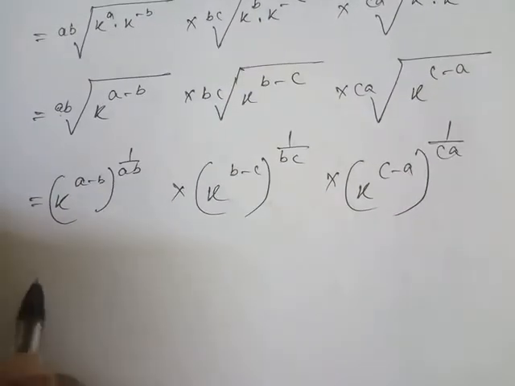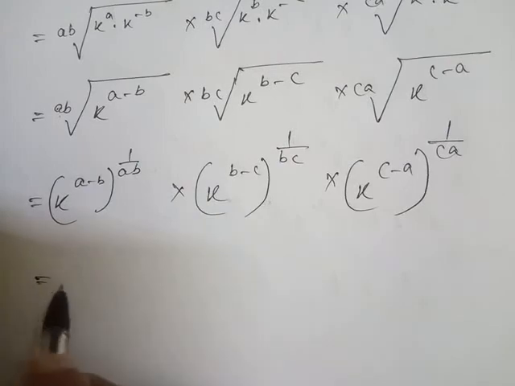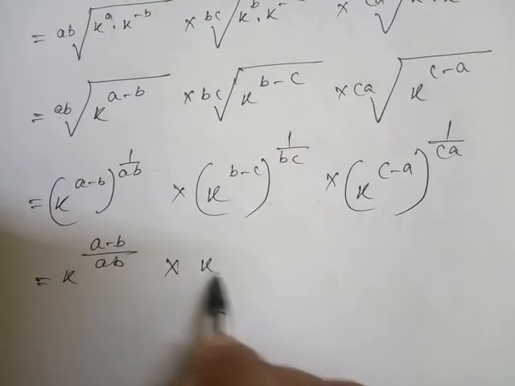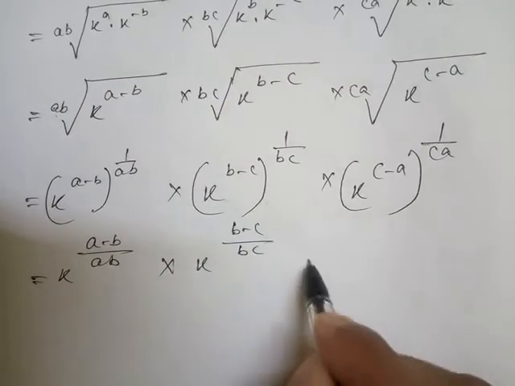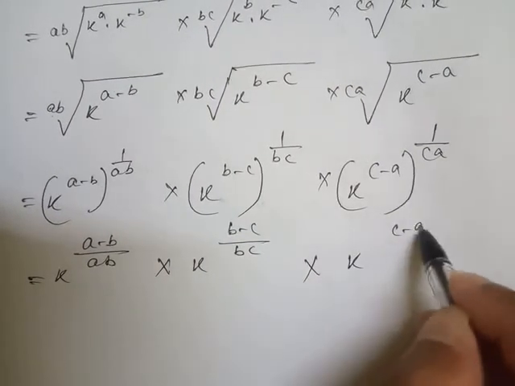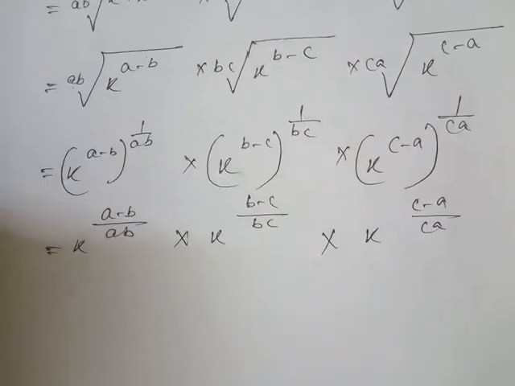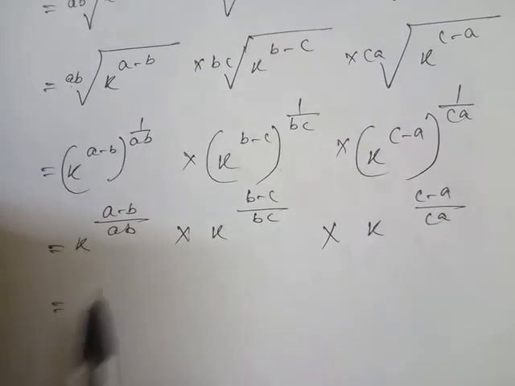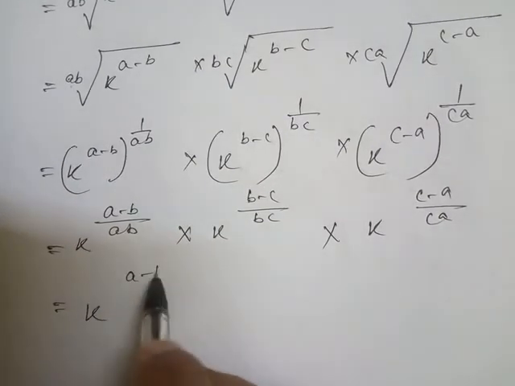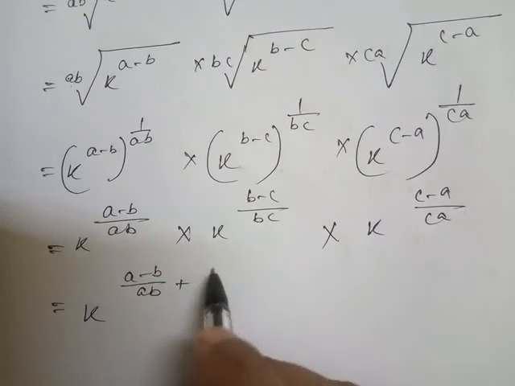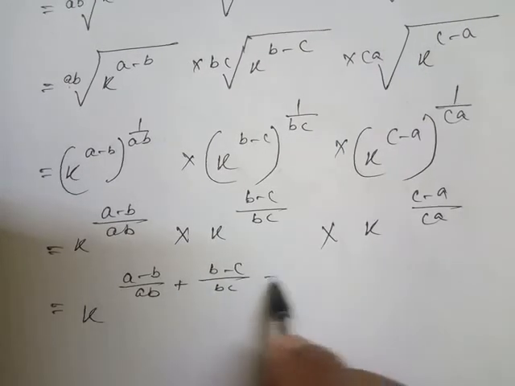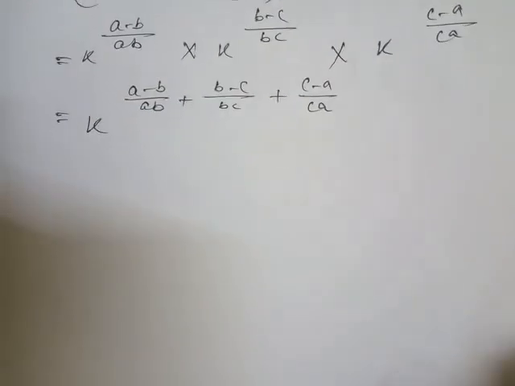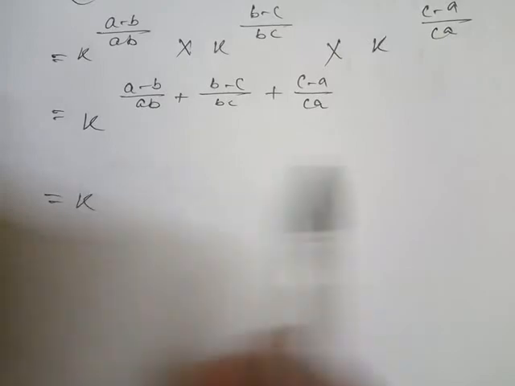Now look after that, go for the multiplication with the power, so k to the power a minus b by ab into k to the power b minus c by bc, and k to the power c minus a by ca. Now look, since base same power should be added, so k same, which means a minus b by ab plus b minus c by bc plus c minus a by ca. Now we'll go for the addition here by taking the LCM. So power should be same k.